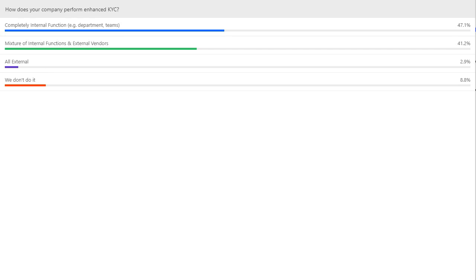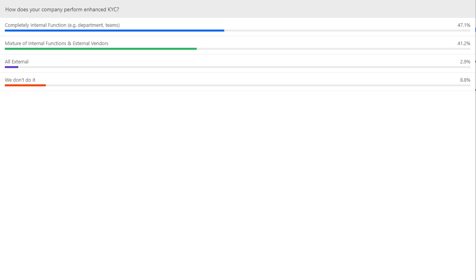Okay, so as expected, a very large percentage, probably almost half, have it as a completely internal function. And I think that's our experience too. Often where it is almost completely internal, we're asked to do the edge cases for clients. That might be where there's either a backlog project which exceeds the capacity internally, or highly complex or multi-jurisdictional work, which is outside the scope of the internal teams.